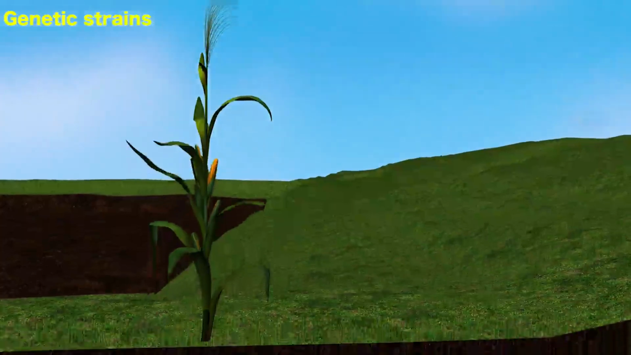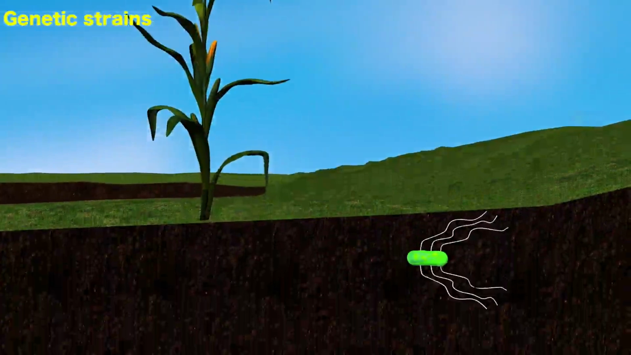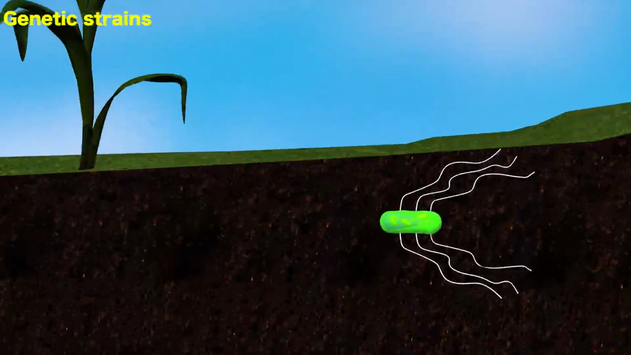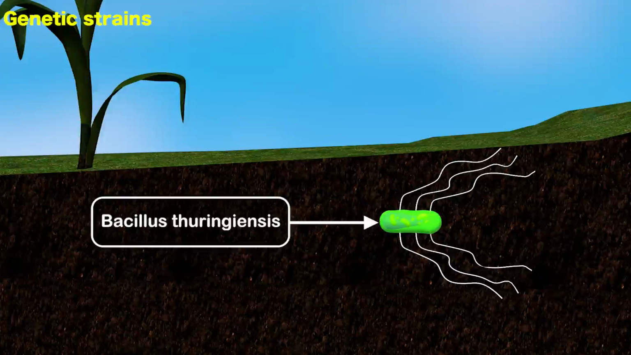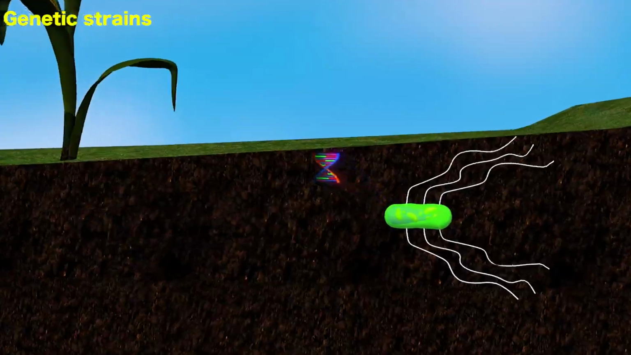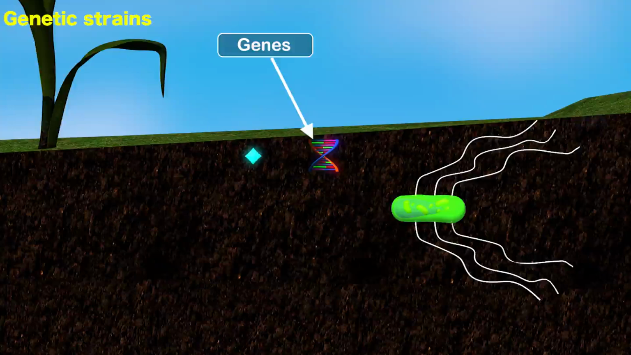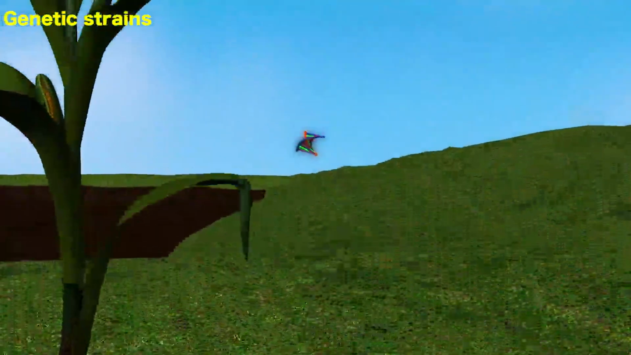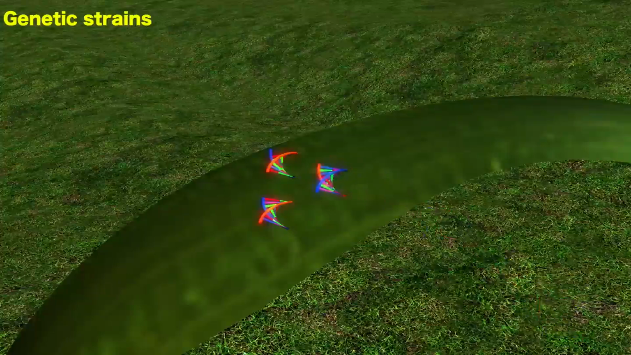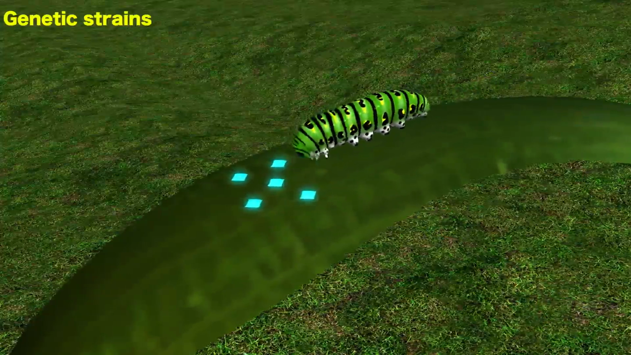Let us see how genetically modified crops work. The genetically modified crops use genes from Bacillus thuringiensis, which is a common soil bacterium that produces proteins which are toxic to some species of pest insects. The genes that produce the protein were inserted into the DNA of the crop. As a result, the genetically modified crop produces proteins and defends itself against the specific pest.